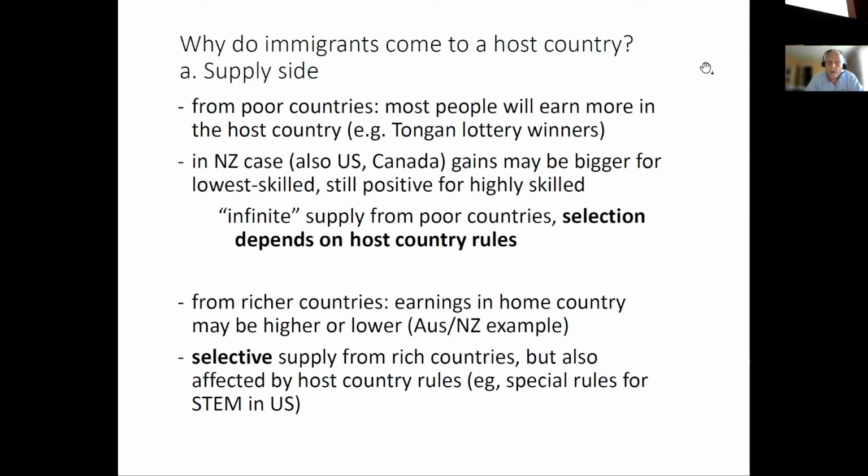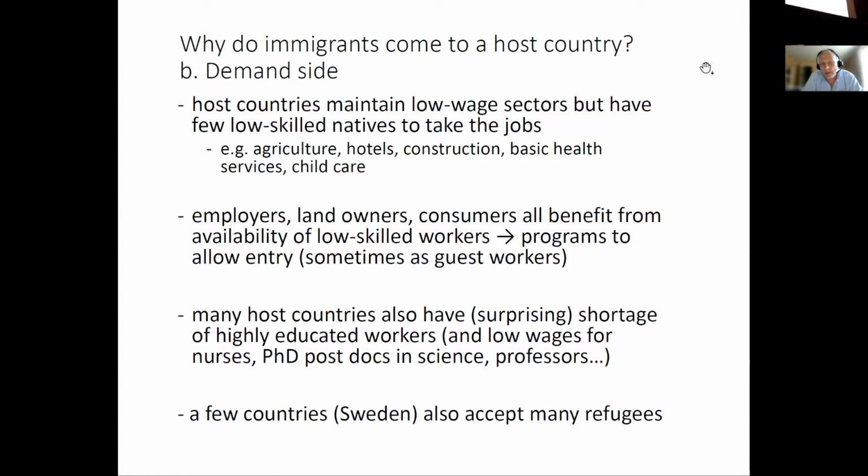On the demand side, it's important, I think, to understand, and this is true of all the immigrant receiving countries, that there's a large low-wage sector that basically is too big to be filled, all the jobs there to be filled by low-skilled natives. There's not enough low-skilled natives. And so agriculture, hotels, construction, some of the basic healthcare services, childcare, all rely on immigrants. And this is true pretty much around the world in the richer immigrant receiving countries. And in that setting, the employers, landowners, consumers benefit from the availability of these low-skilled workers. And there's a lot of pressure to create special kinds of programs, including guest worker programs and so on.